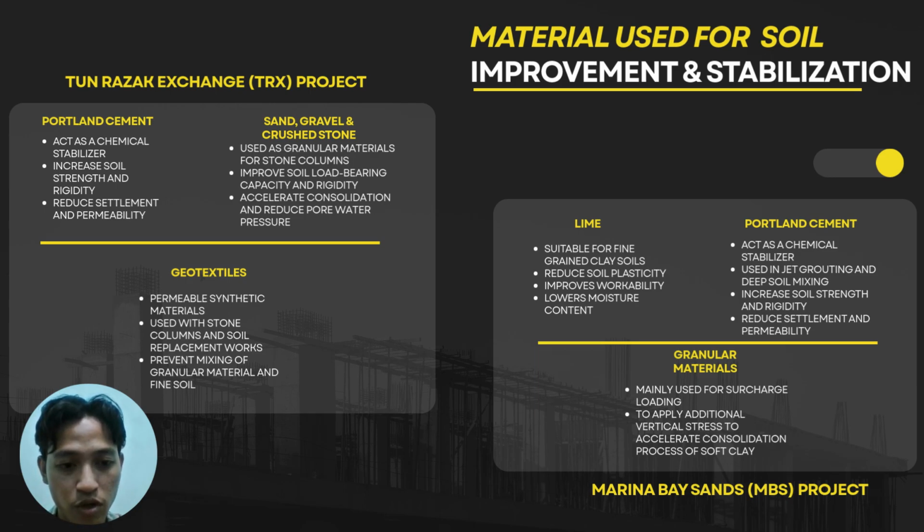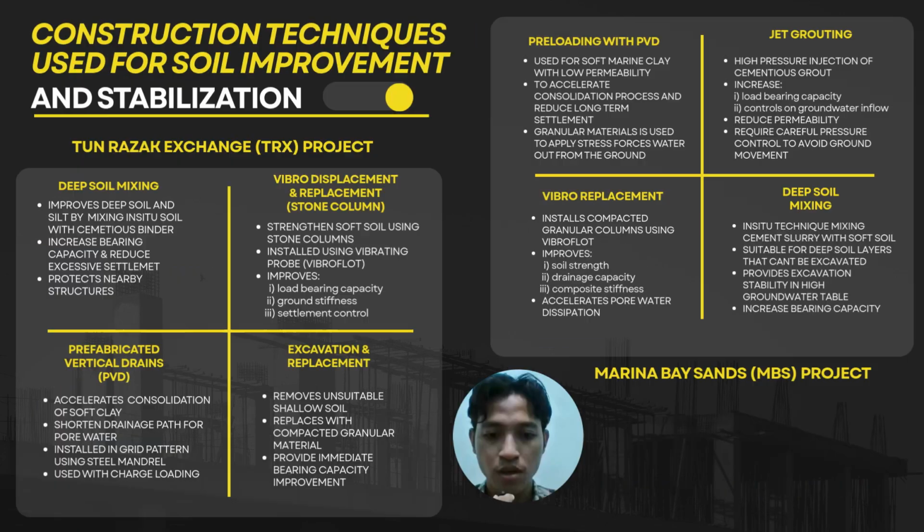The second one is Portland cement. It is used in jet grouting and deep soil mixing, and it increases soil strength and rigidity and reduces settlement and permeability. The third one is granular material. It is mainly used for surcharge loading, and it is used to apply additional vertical stress to accelerate the consolidation process of soft clay.